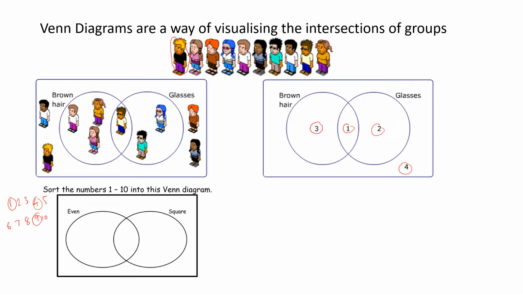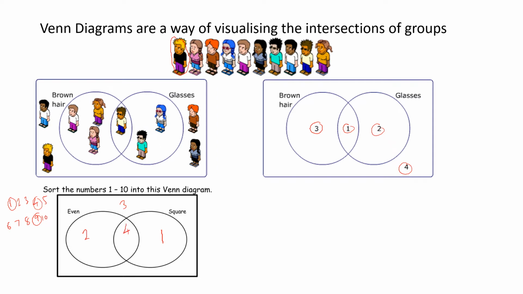So go through the list. Number 1 isn't even, but it is square, so it would have to go in the square circle. Number 2 is even, but isn't square. Number 3 is not even or square, so it's going to go outside. And number 4, well, that is an even square number, so that's going to go in the middle.